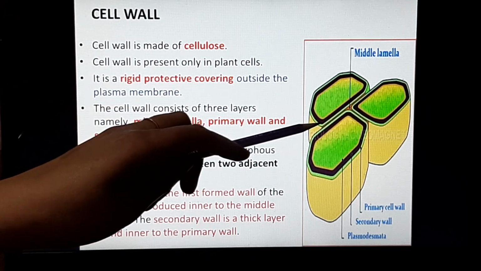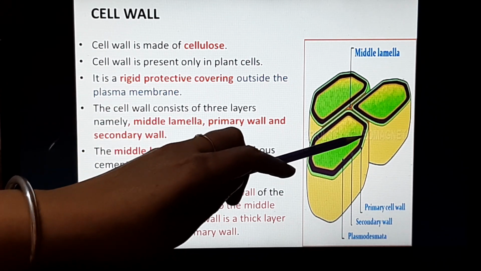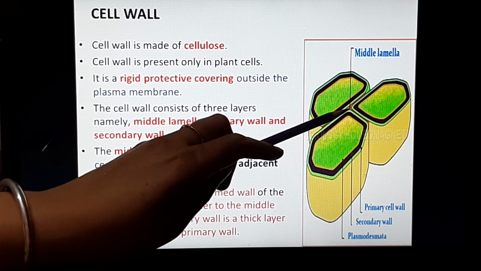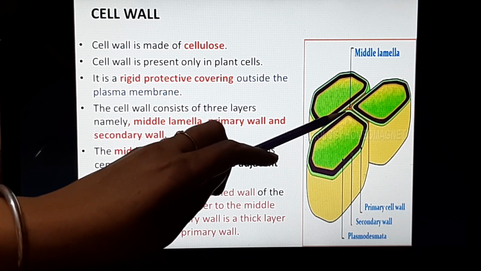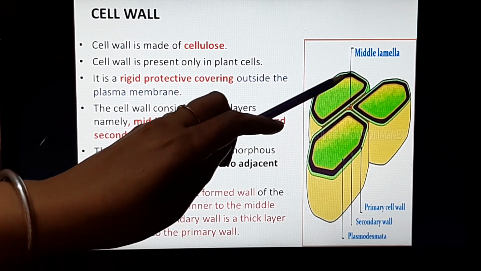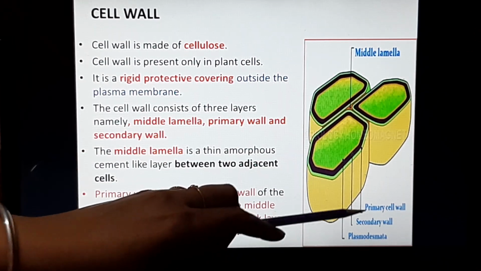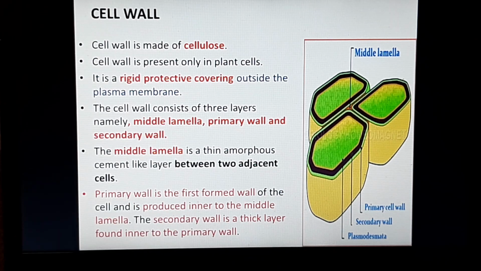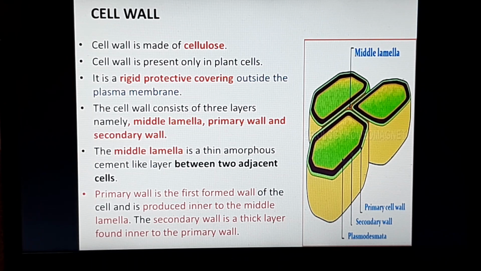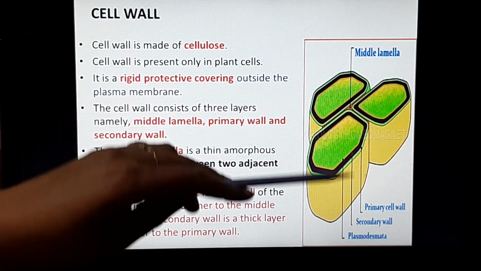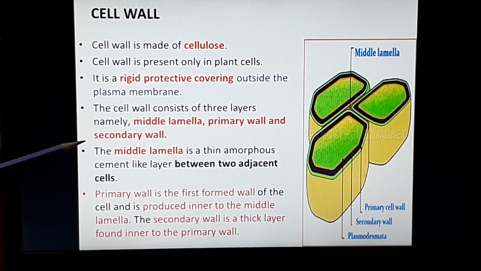Now here in this diagram you can see the structures in dark green, green and red color; they are the contents of the cell wall. The cell wall is basically composed of middle lamella, primary cell wall and secondary cell wall. Plasmodesmata are the gaps in the cell wall by which the cell can communicate with the adjacent cells. So, the cell wall consists of three layers: the middle lamella, primary cell wall and the secondary cell wall.